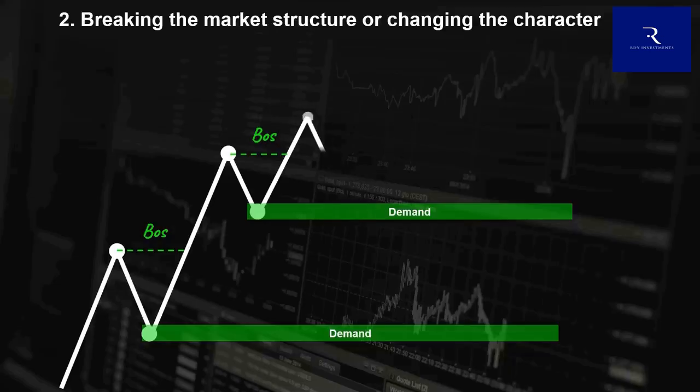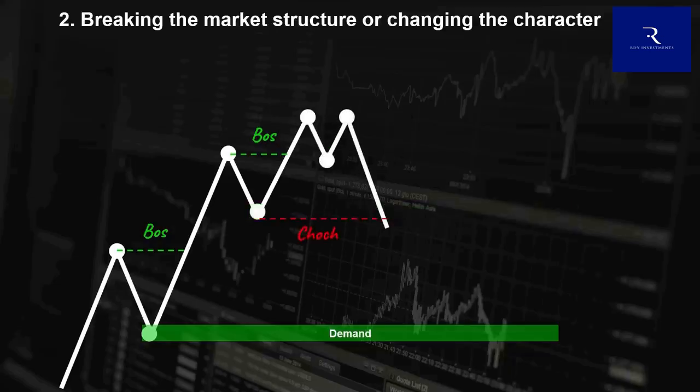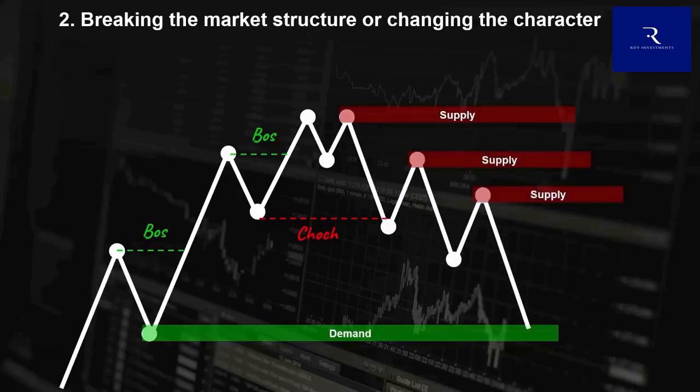However, if the price manages to break the demand level to the downside, it indicates a change of character, showing bearish momentum. The supply has taken control and a supply zone has formed. Now we are bearish until we reach the next unmitigated demand area ahead of the price.